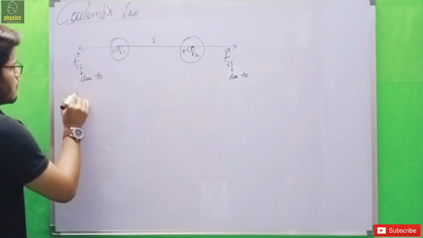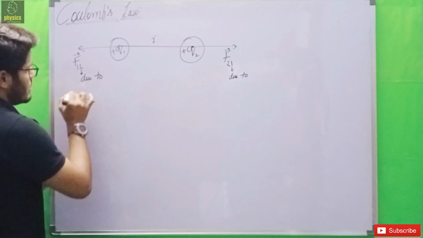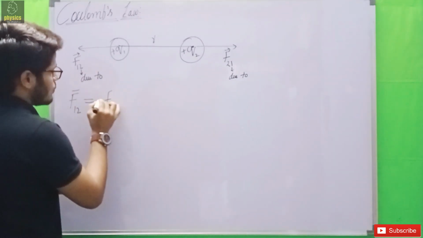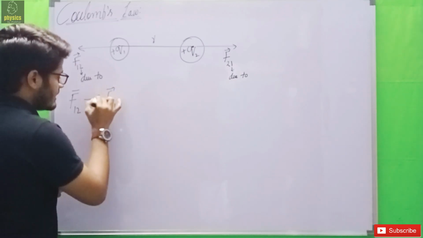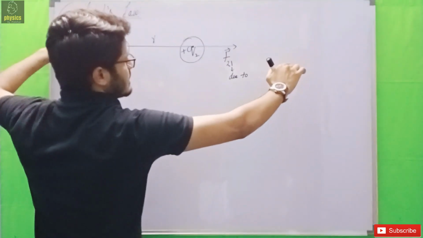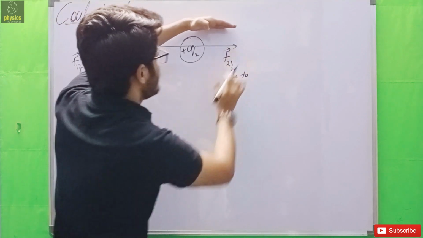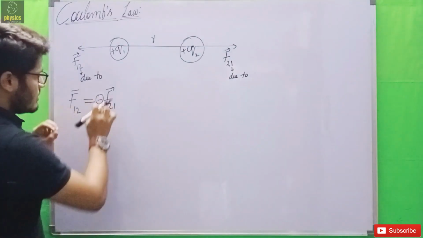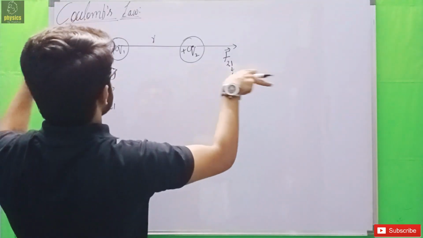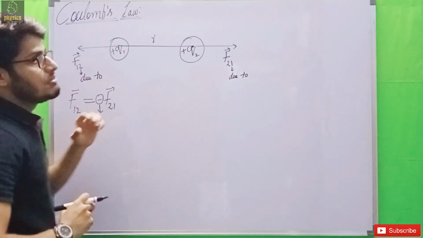You see, the force F12 is equal to F21 but with a negative sign. This negative sign is coming because they both have different directions. If this was in this direction, and if this was also in this direction, then this minus sign won't come. Because they are having opposite directions, that's why this minus sign is coming, and the magnitude of the force will be the same.